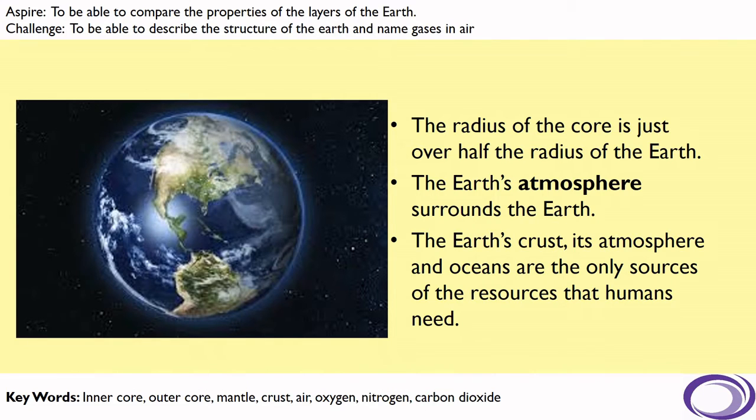The radius of the core is just over half the radius of the Earth, and surrounding the crust is the Earth's atmosphere. The Earth's crust, its atmosphere and the oceans are the only sources of the resources that humans need. So everything that we utilise on Earth to make our devices, to make our food, is found within this area, on the crust and in the atmosphere and oceans.